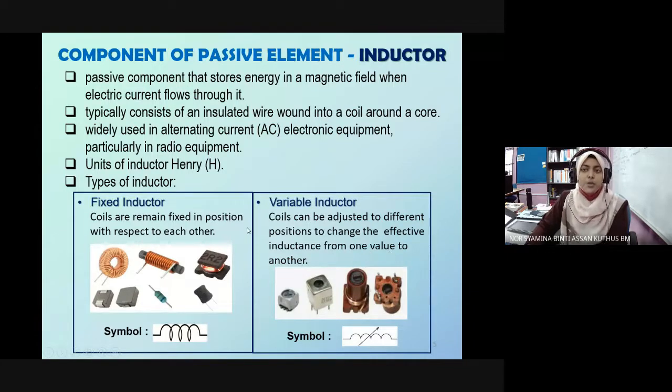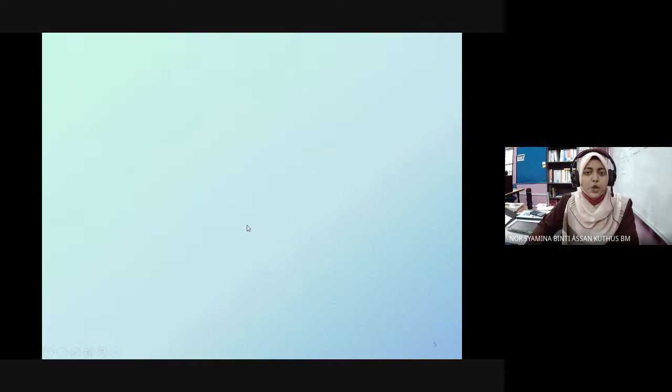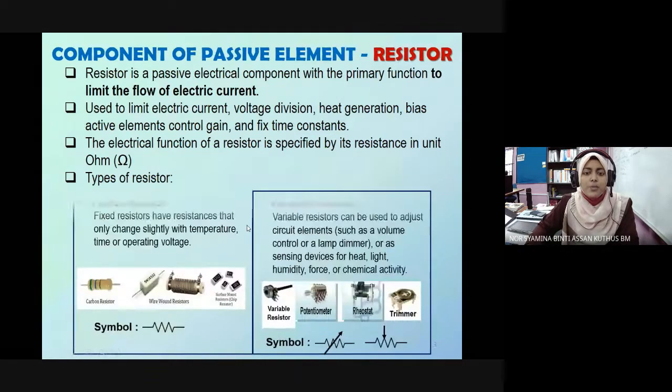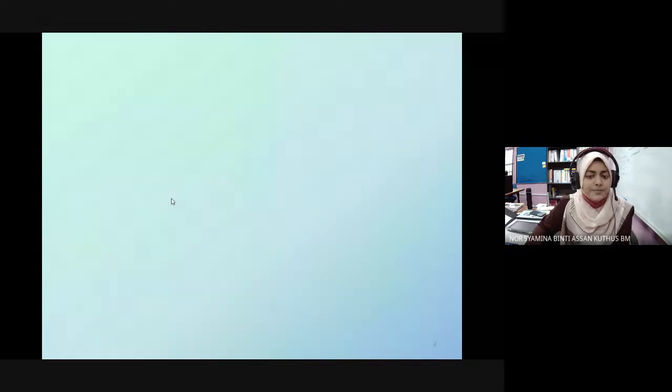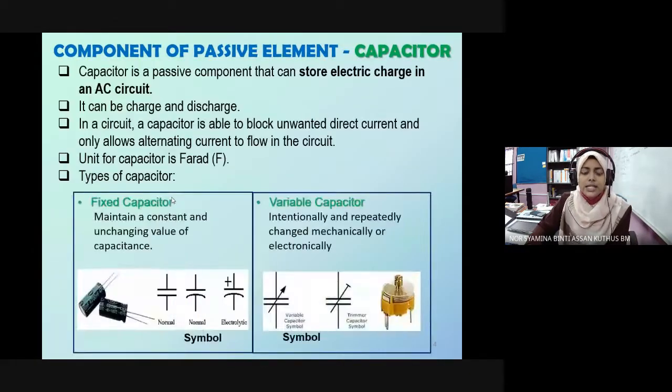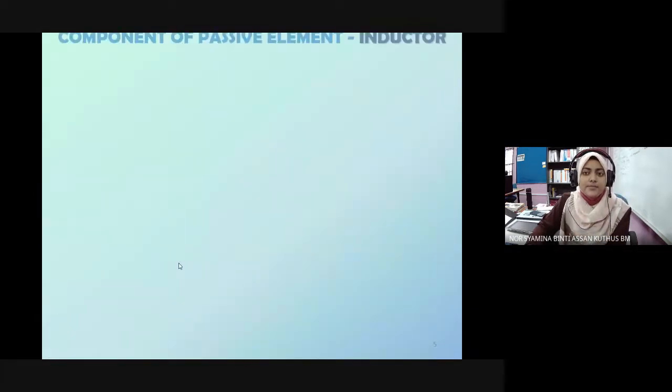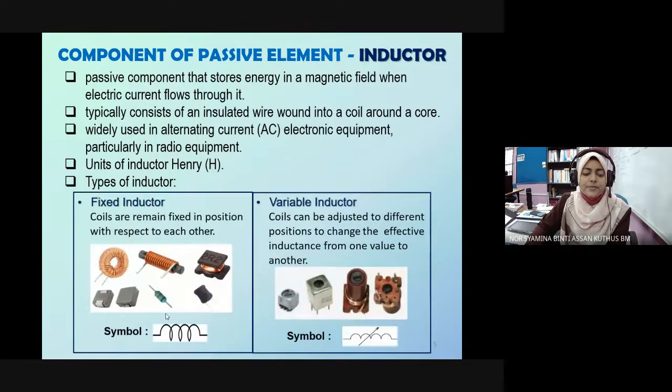So from all these passive elements, we would only be working ataupun be calculating using fixed resistor, fixed capacitor dan juga fixed inductance sahaja. Ketiga-tiga ini ada tak dia punya positive terminal dengan negative terminal? Tak ada, kalau tengok dia punya simbol pun tak ada. Maksudnya it can be fixed either way. Nampak? Ini nampak sama macam resistor kan? But the color is different. This one is inductor.